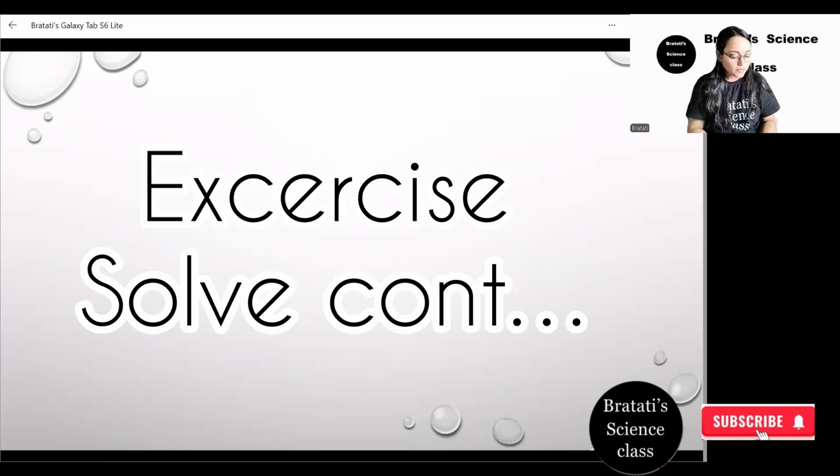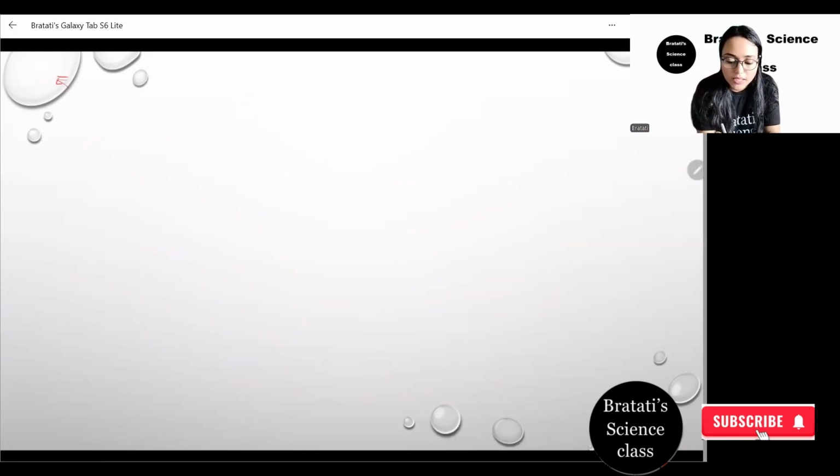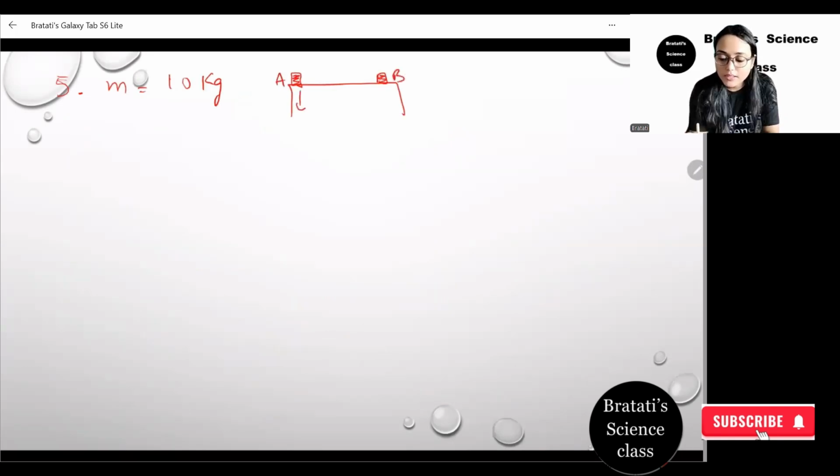Fifth one, a mass of 10 kg is at point A on a table. It is moved to a point B. If the line joining AB is horizontal, what is the work done by the gravitational force? Now, fifth one, they are saying mass is 10 kg. If this is the table, it is at point A and here is point B. Here mg is acting. It is moving to a distance d.